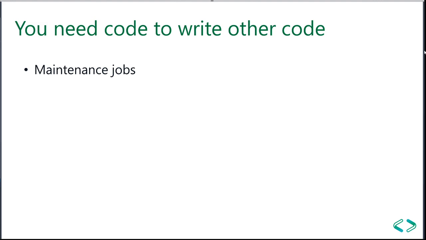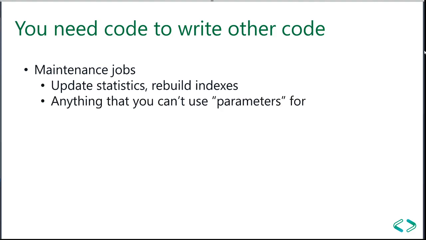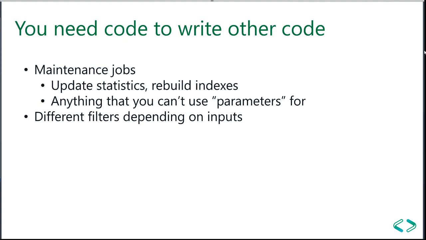So when you need code to write other code, what am I talking about? I mentioned a couple things earlier. I'm talking about maintenance jobs, update statistics, rebuild indexes, anything you can't use parameters for. So not a straight query where I say, give me something where the user ID is something the end user gets to plug in. You might have to look at a different table or a different statistic or a different index.